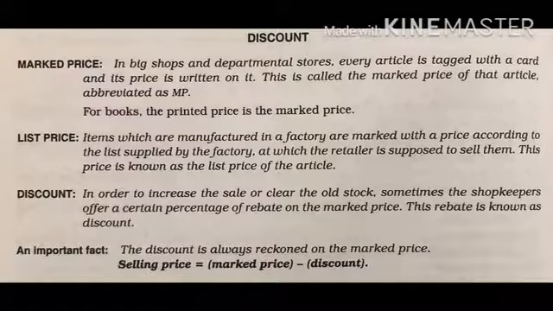The next is discount. In order to increase sales or clear old stock, sometimes the shopkeeper offers a certain percentage of rebate on the marked price. This rebate is known as discount. Whenever you go to the market to buy something, the shopkeeper gives you a discount like 5%, 10%, 15%, 20%. Basically that discount is calculated on the marked price. So the discount percent is always calculated on the marked price, and when we see a discount, we are comfortable buying articles.